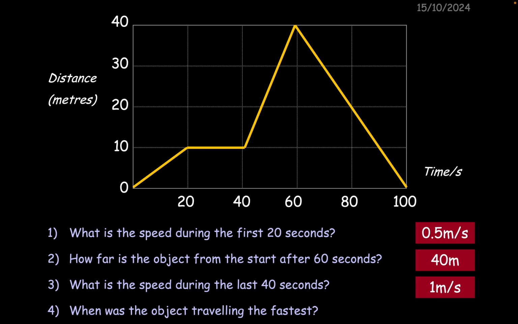When was the object traveling the fastest? Well, remember, the steeper the line, the faster it's traveling, so between 40 and 60 seconds is the steepest part of this distance time graph. Hope that makes sense to you. I did tell you this is a very basic video to make sure you have understood all of this before you go into the more complex subject of forces in motion.